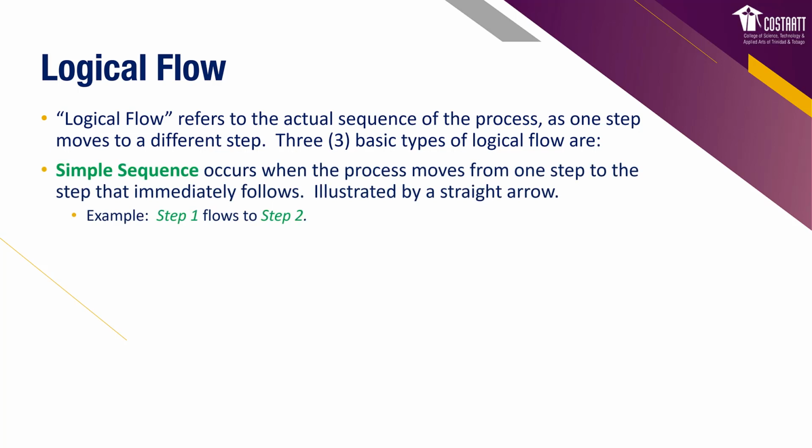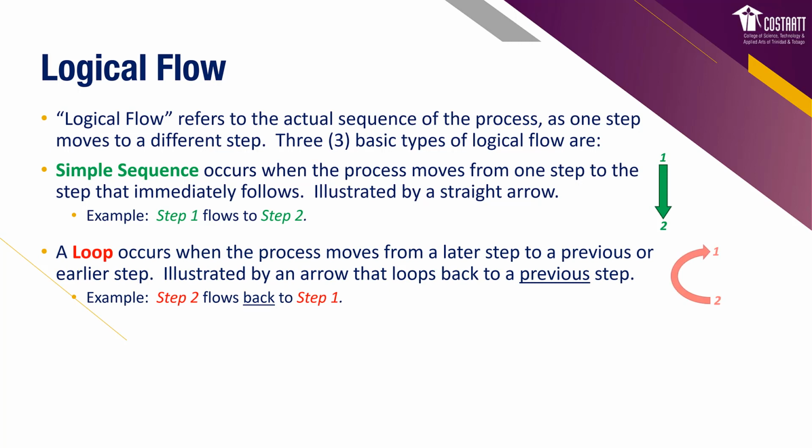Firstly, we have something called simple sequence. Simple sequence occurs when the process moves from one step to the step that immediately follows, and it's illustrated by a straight arrow, whichever direction the arrow is pointing, but it goes basically from step 1 to step 2, step 2 to step 3, step 3 to step 4. So simple sequence means it goes to the very next step.